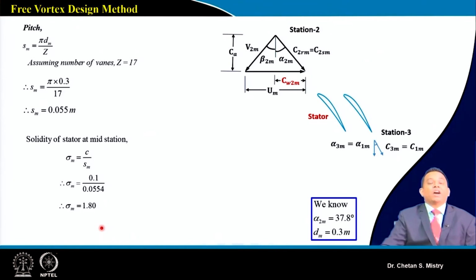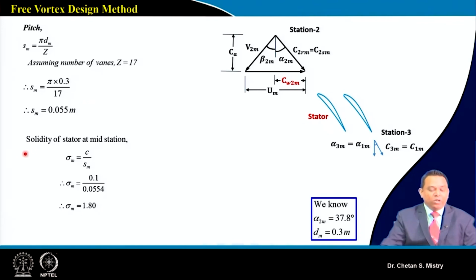Here in this case our aspect ratio is given as 1. Let's take the chord for rotor and stator to be 100 mm only, so both have an aspect ratio of 1. In this case, the pitch we can calculate using pi d by z. Here we need the number of blades for the stator vane, which we have assumed at this moment to be 17. So my pitch is coming 0.055.